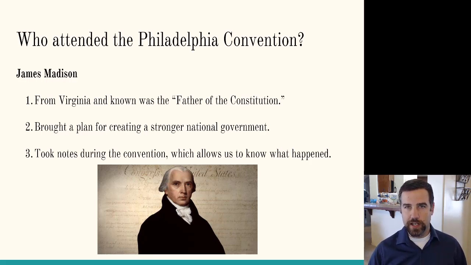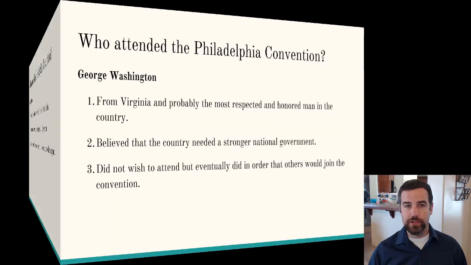Madison is from Virginia, which was the most powerful state at the time, and he's also known as the father of the Constitution. A lot of the ideas in the United States Constitution are things that James Madison brought up during the convention. He brings a plan for creating a stronger national government, and we'll talk about that in the future. He also took detailed notes during the convention, and those notes today allow us to know what happened, because as you're going to find out, this meeting was private and secret, so nobody on the outside knew what was actually going on. James Madison will also be a future president of the United States.